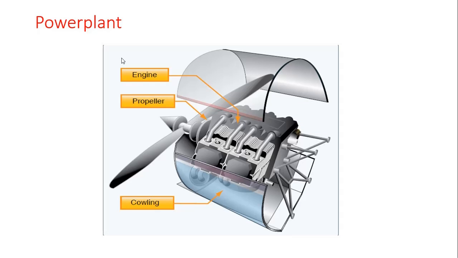The next one is power plant. Here, the important parts are shown here: engine, propeller, and cowling. The propeller, mounted on the front of the engine, translates the rotating force of the engine into thrust, a forward acting force that helps to move the airplane through the air.